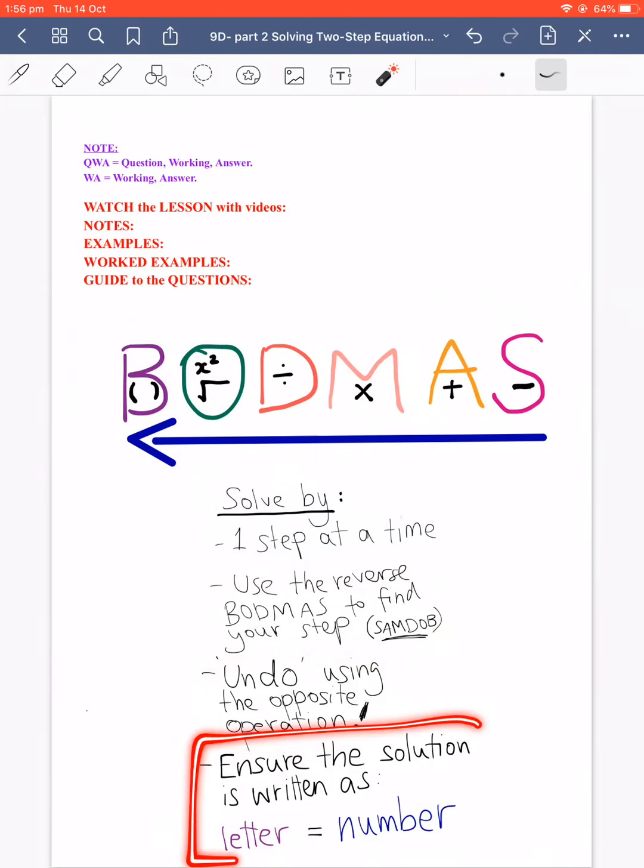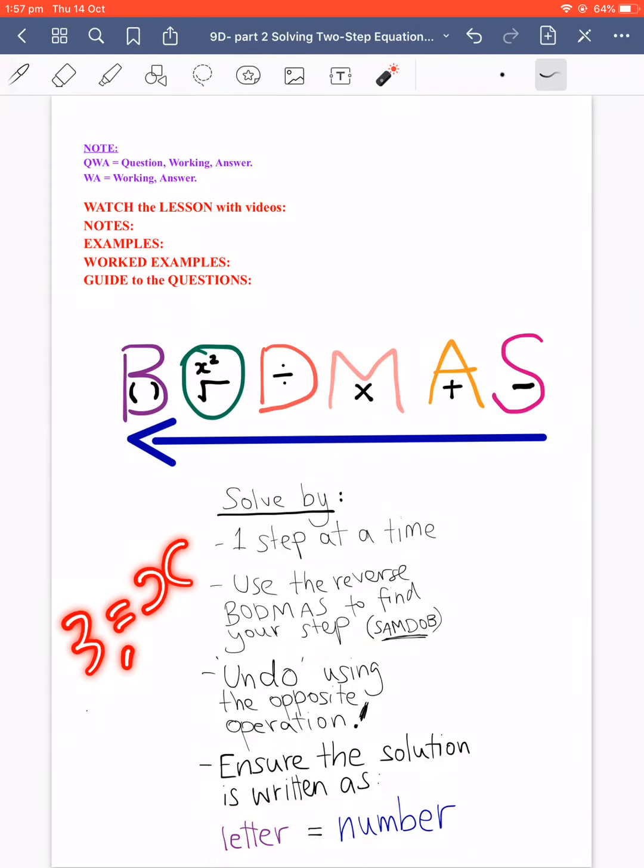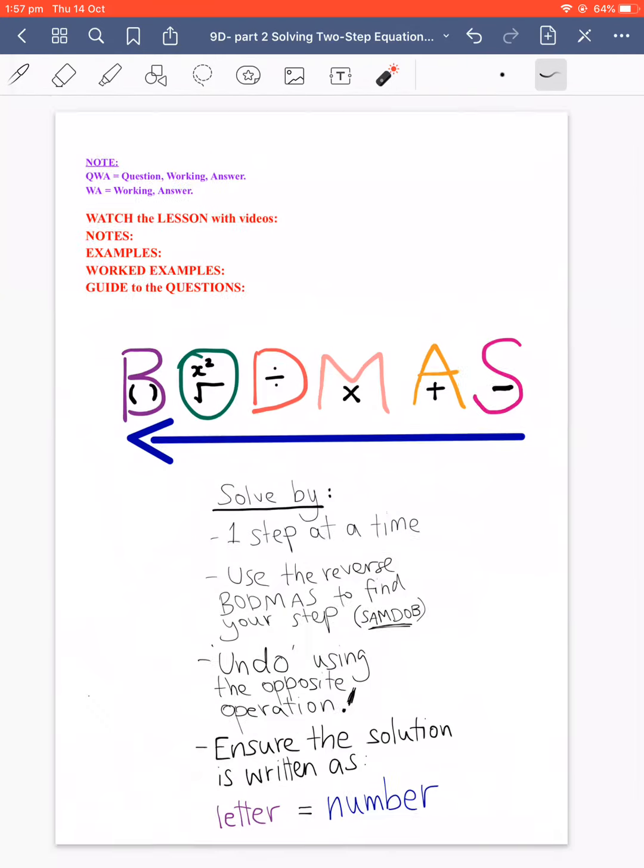And then we need to also make sure that our solution is written as our letter equals our number. So something like this, x equals 3. We would not write 3 equals x, we would need to flip it into x equals 3. Now on to our questions.